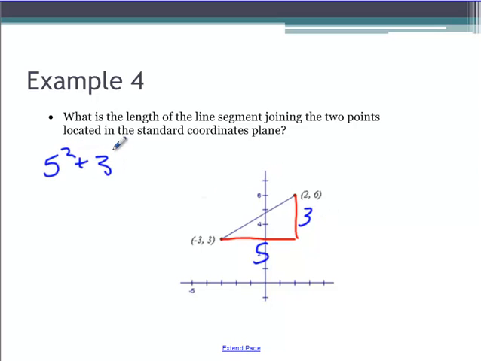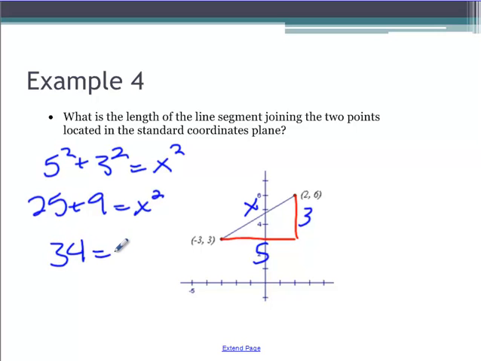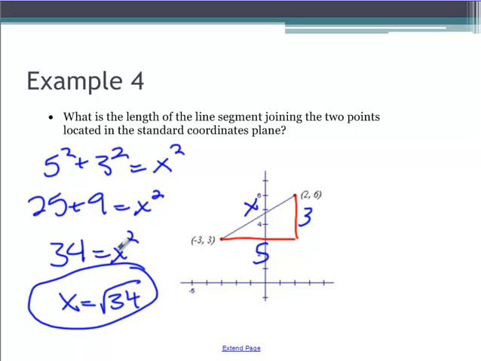5 squared plus 3 squared equals, let's call that x squared. When I have a graph, I can just do Pythagorean theorem. 25 plus 9 equals x squared. 25 plus 9 is 34. So the distance between those is the square root of 34. Now if I did distance formula, I would get square root of 34. It might take a little bit longer because I'd have to do 2 minus negative 3 and 6 minus 3, but we still get 5 and 3 when we do those subtractions. So keep in mind that you can use distance formula and Pythagorean theorem interchangeably.